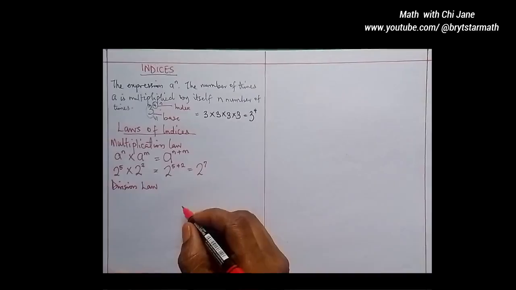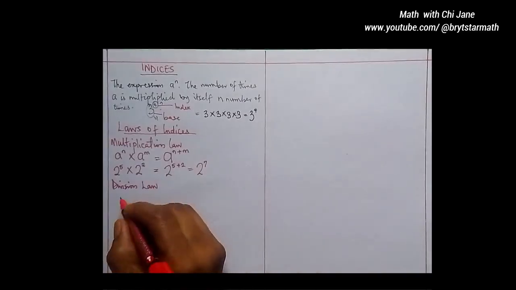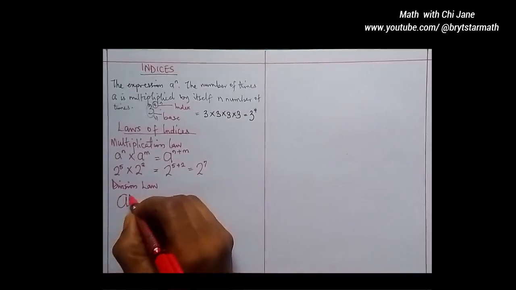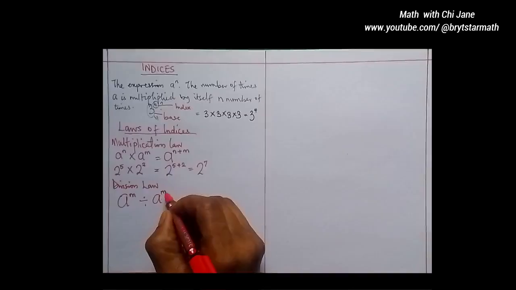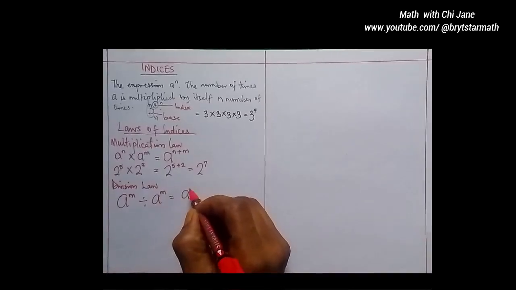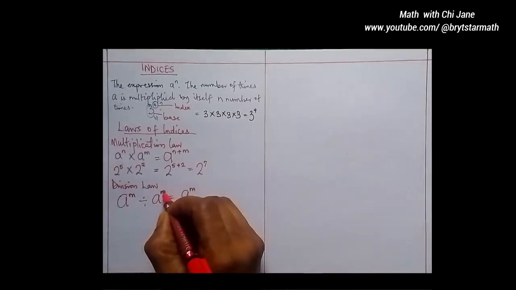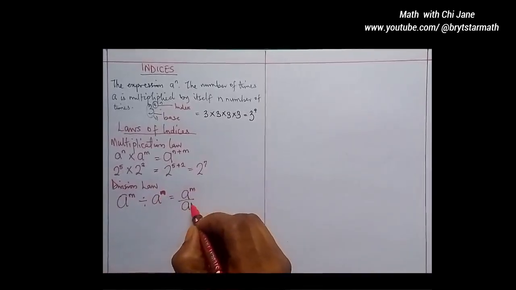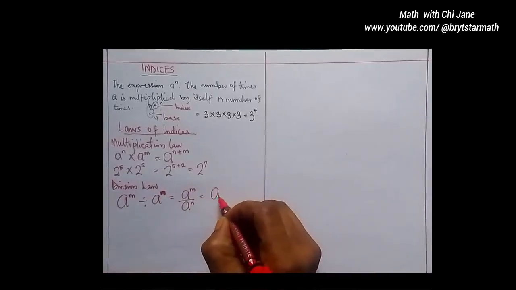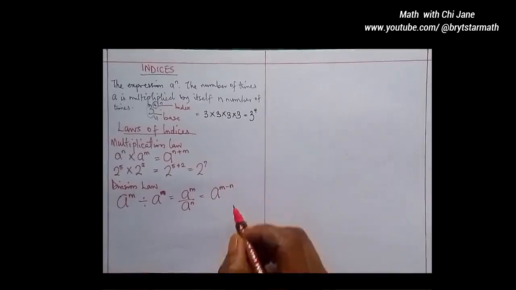For division law, we have a raised to the power of m divided by a raised to the power of n, which is a raised to the power of m minus n.